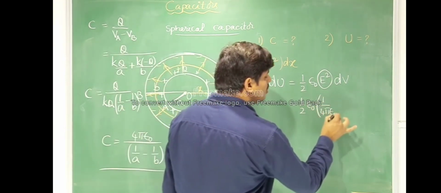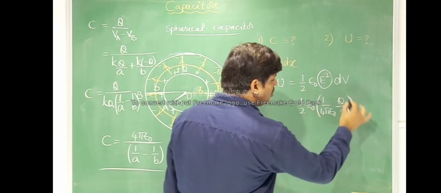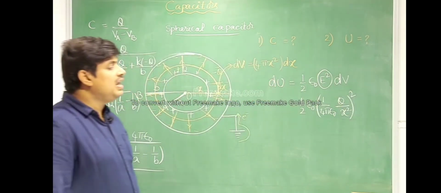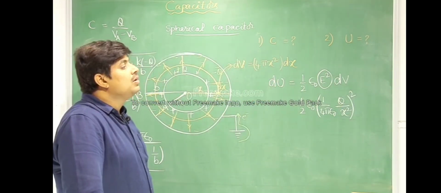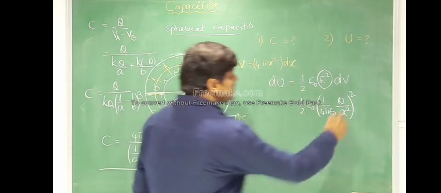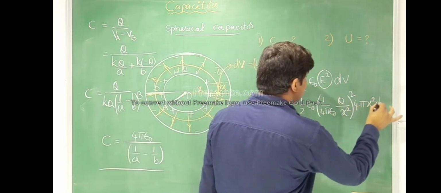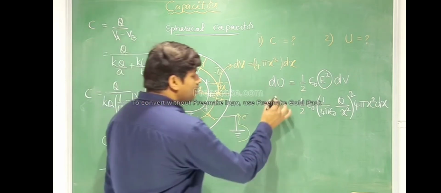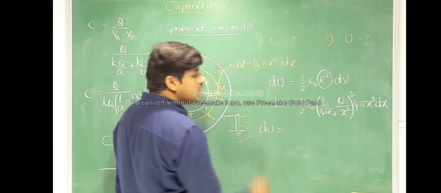1 by 4 pi epsilon naught capital Q divided by x square, whole square, because it is E square. E is 1 by 4 pi epsilon naught Q divided by x square. So as it is E square, it is a whole square into dV. dV is nothing but 4 pi x square dx. In this manner, we are likely to get dU. After calculating this dU, if you simplify this, what are you likely to get?